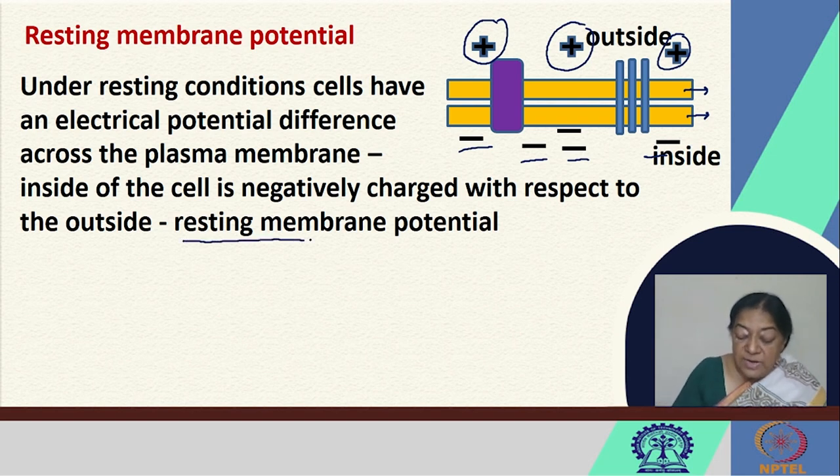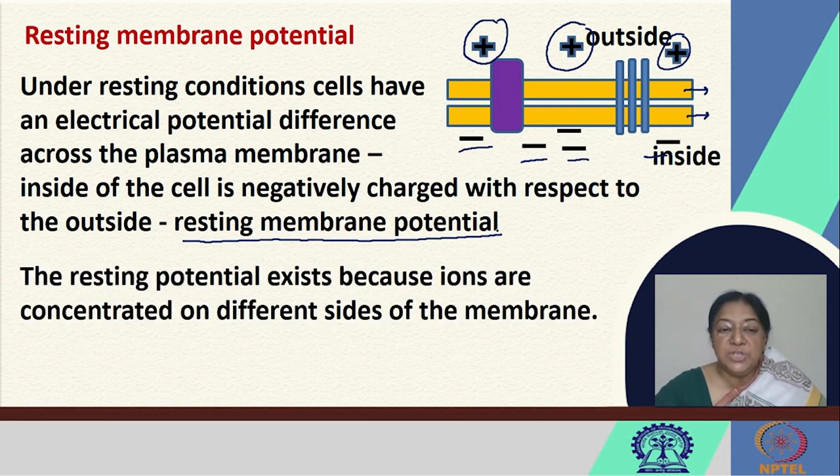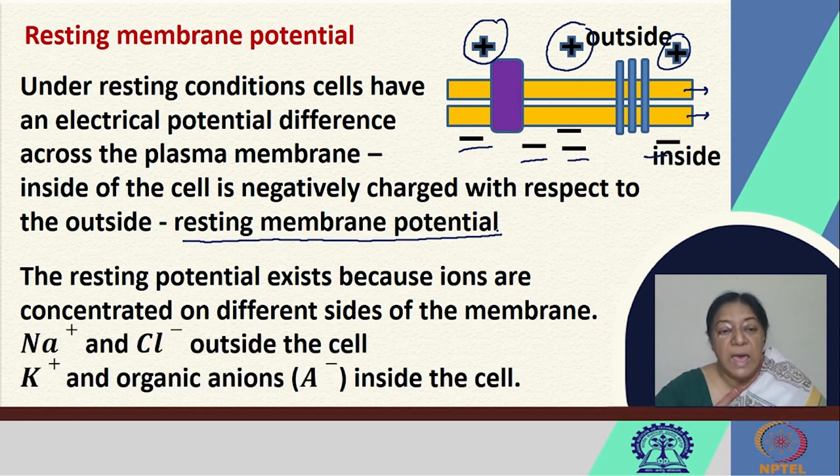This is called the resting membrane potential, and it exists because of the imbalance of charges across the plasma membrane. The resting potential exists because ions are concentrated on different sides of the membrane. For example, we could have Na+ and Cl- outside the cell, and K+ and organic ions, generally written as A-, inside the cell. So this difference in the charges across the cell membrane gives us what is called a resting membrane potential.